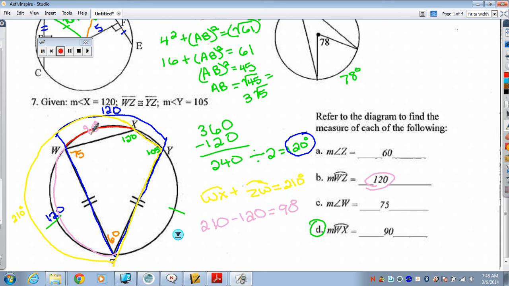Now we could take it one step further if we wanted to, and we know that WX plus XY is 120, therefore XY has to be 30 degrees. That's not one of your questions, but there you go.